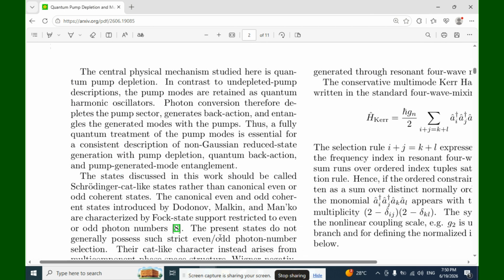The central physical mechanism studied here is quantum pump depletion. In contrast to undepleted pump descriptions, the pump modes are retained as quantum harmonic oscillators. Photon conversion therefore depletes the pump sector, generates a backaction, and entangles the generated modes with the pumps. A fully quantum treatment of the pump modes is essential for a consistent description of non-Gaussian state generation with pump depletion, quantum backaction, and pump-generated mode entanglement.